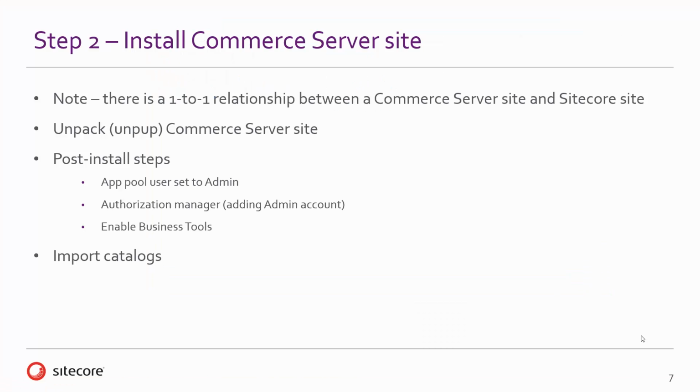Okay, so now we're going to go ahead and go through the post-install steps. So the first is we're going to set the app pool user in IIS to use that administrator account, and the next step is to add that self-same administrator account to the authorization manager so that we can now access that service. And then the next thing is we'll ensure that we can access the service and launch the catalog manager and import the catalogs using the catalog manager.